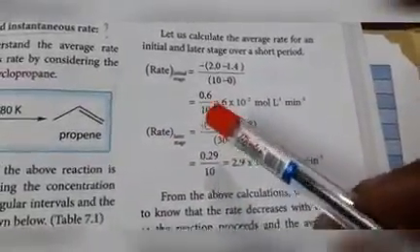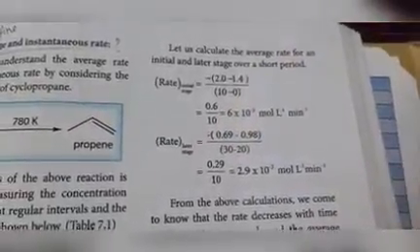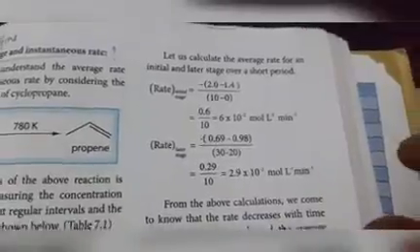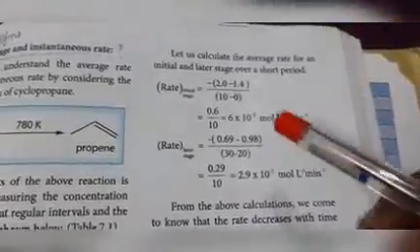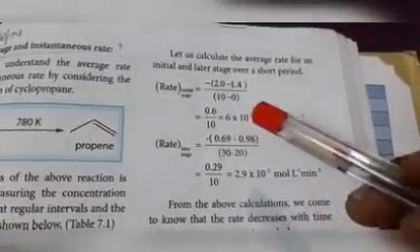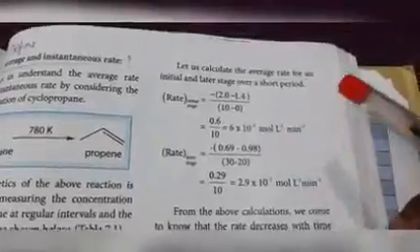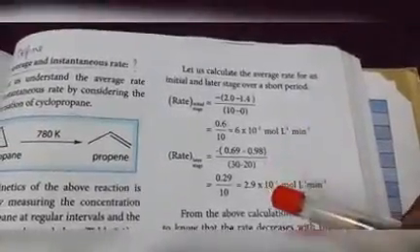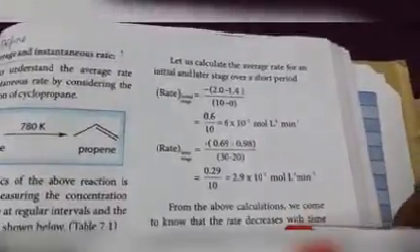So this is the instantaneous rate. When we calculate the rate for a particular time instant, that is called the instantaneous rate. Initially the rate of the reaction is maximum because the concentration of the reactant is also maximum, so the rate is maximum. Finally the concentration of the reactant is minimum, so the rate is also decreased.